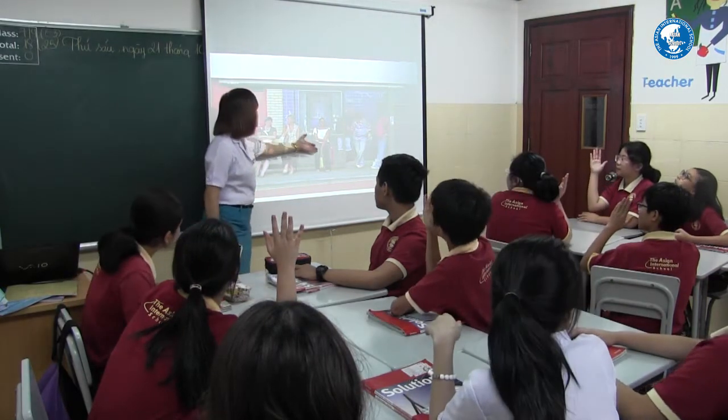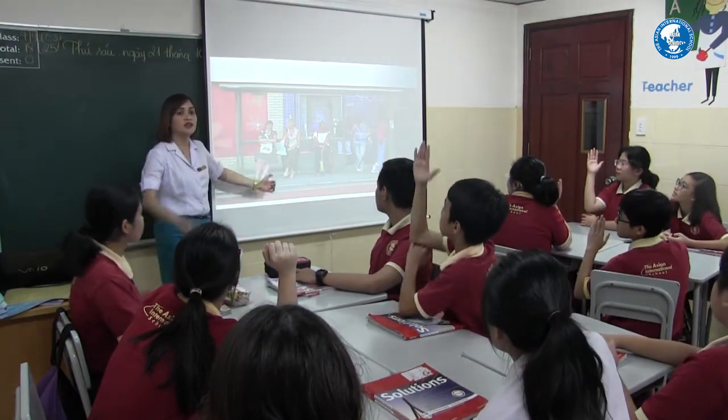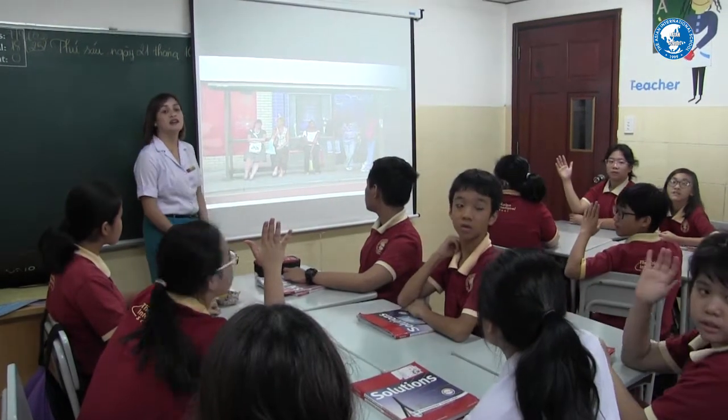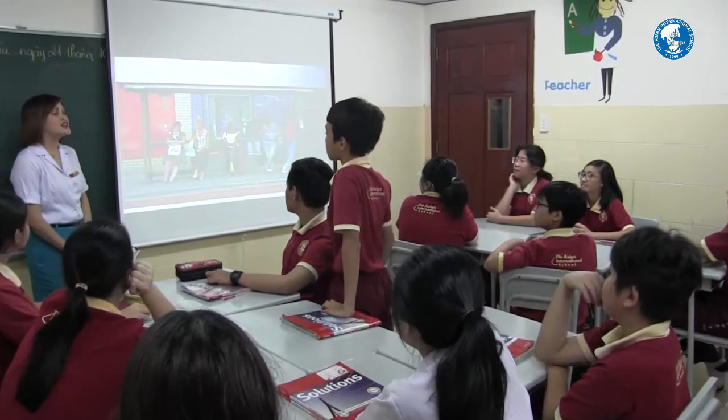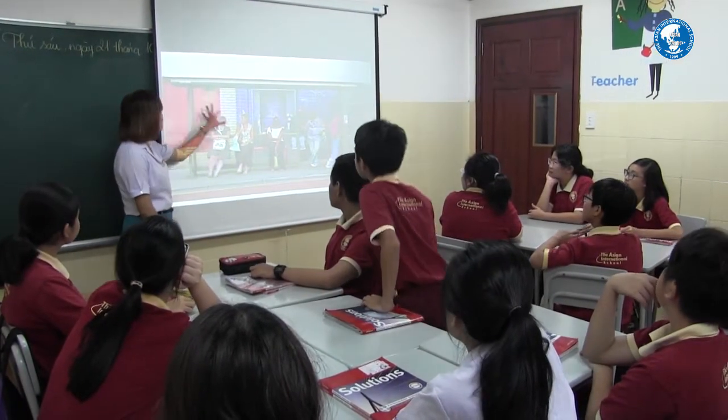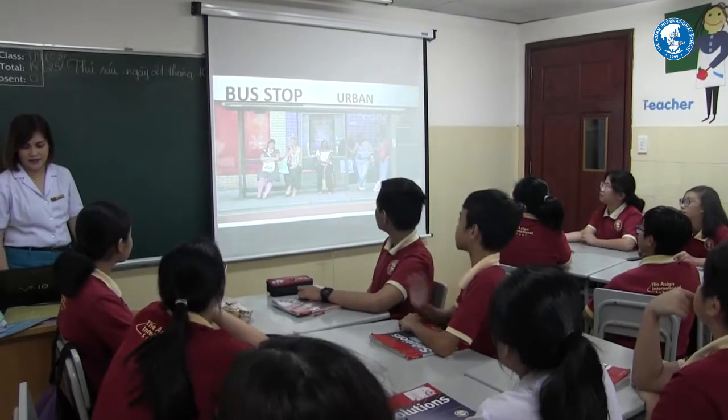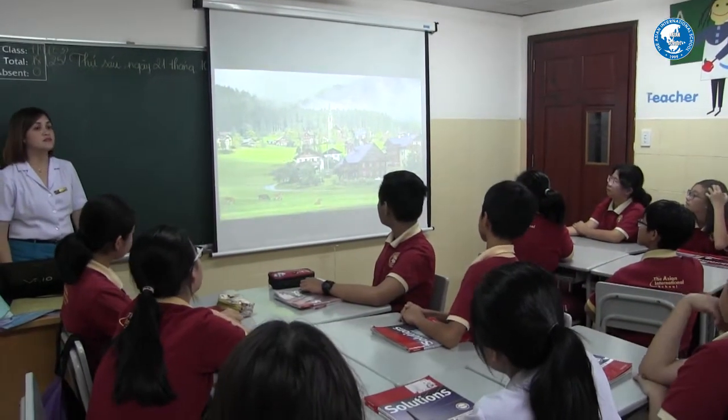Okay, very good. Next, look at the people. What can you see? What are the people doing here? They are chatting. What else? They are waiting for the bus. Okay, so what do you call this place? Bus stop. Okay, very good. So, is it in a rural or urban area? Urban.